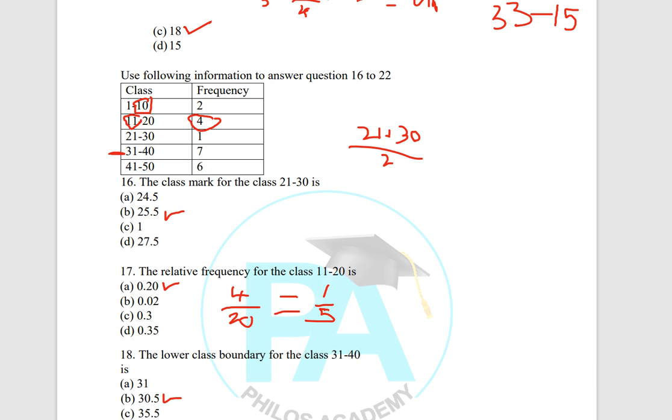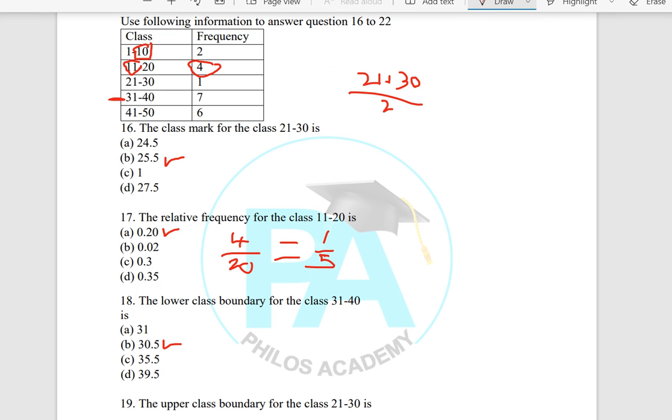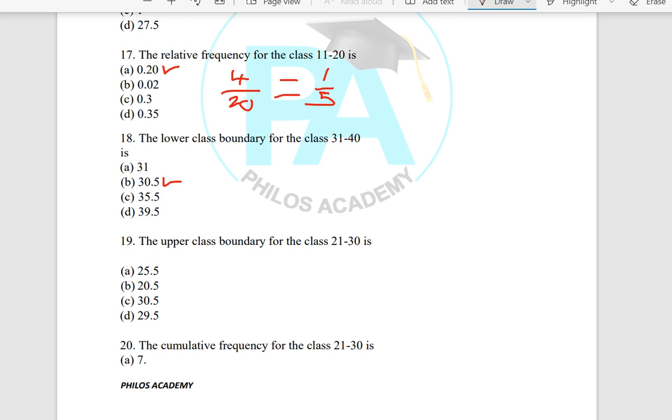So let's proceed to question 19. Question 19 says the upper class boundary for the class 21 to 30. We already have 0.5. So we are finding the upper class boundary for 21 to 30. When we add 0.5 to 30, it will be 30.5, isn't it? That's the upper class boundary. So the correct answer for question 19 is C, 30.5. Then let's look at question 20.